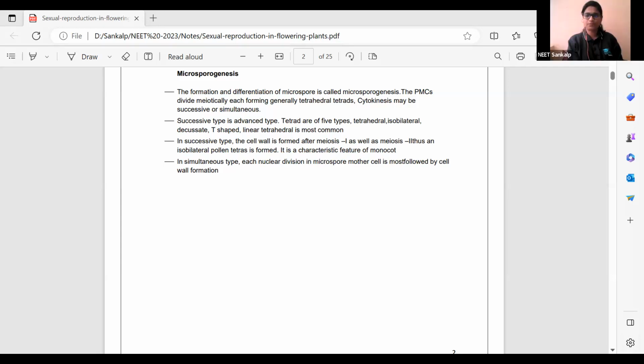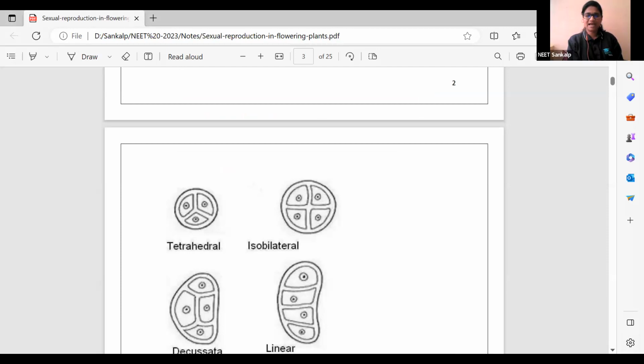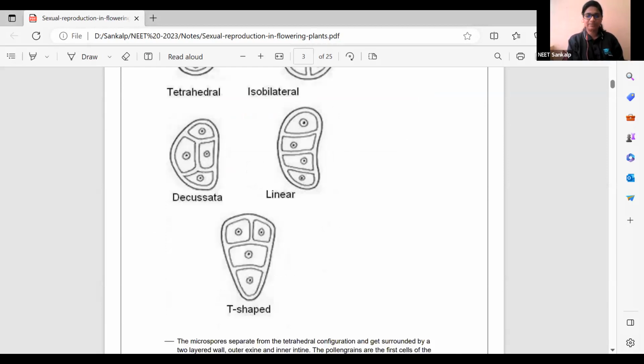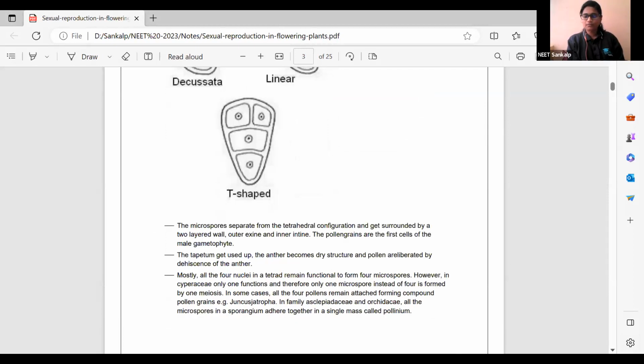See, this is a tetrahedral shape. This is isobilateral, where all the microspores are the same. This is a decussate type of microsporogenesis. This is linear. They have explained the types, meaning how the microspores are arranged. Next we have T-shaped. Okay. Now, Mahalakshmi, can you read out the other points?